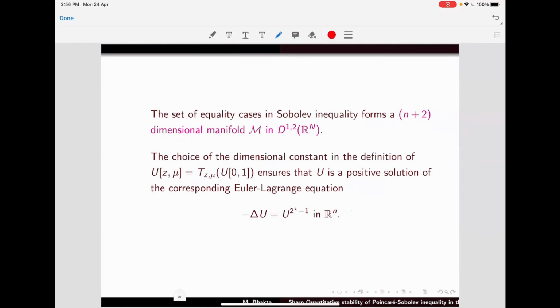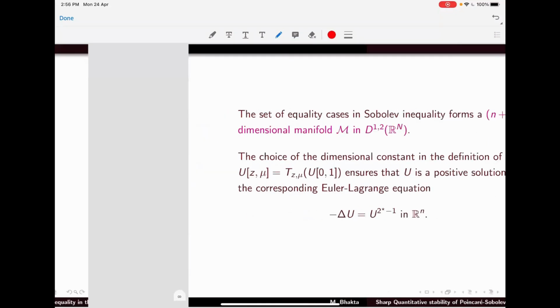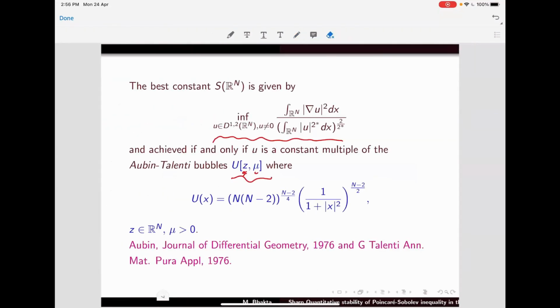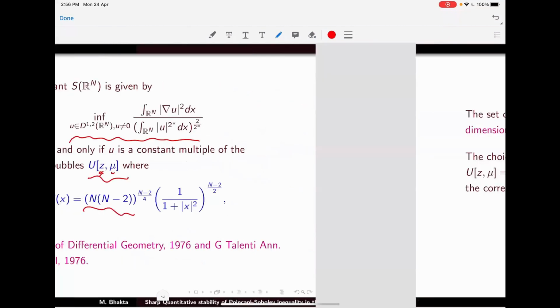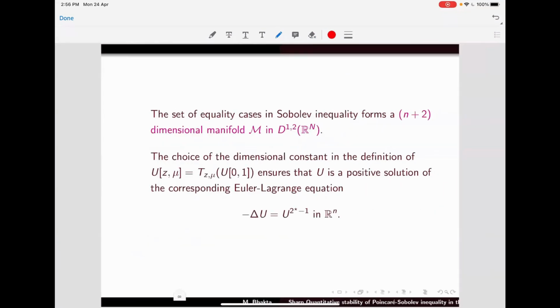Okay. Now, there is a constant you can see here. This constant has been chosen in such a way that capital U is the Talenti bubble.